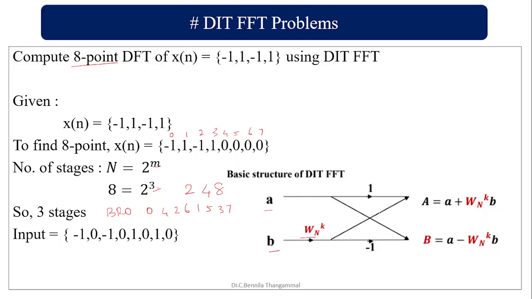And then the basic structure of DIT FFT is: your inputs are A and B, and you have a twiddle factor. The outputs are a pair because they share the same inputs. So the first output is A times 1, plus B times the twiddle factor, so A plus twiddle factor times B. And the second is A minus twiddle factor times B. So this pair shares the values here.